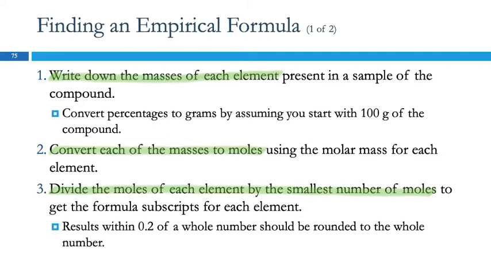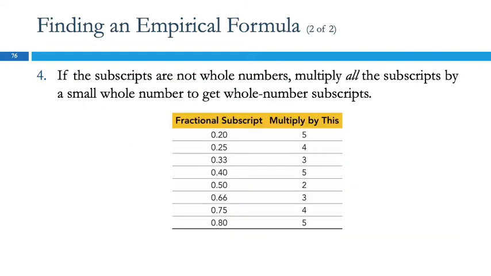This is my rule of thumb, because if you're doing this with real data, it's not going to come out perfectly. But we know that there is small whole number ratios of elements in a compound. So if the number you get is within 0.2 of a whole number, you can round it. But if it's like 7.3, you can't round that to 7. Or if it's 2.5, you can't round that. So if the subscripts are not whole numbers, then you need to multiply all of them until you get whole numbers.